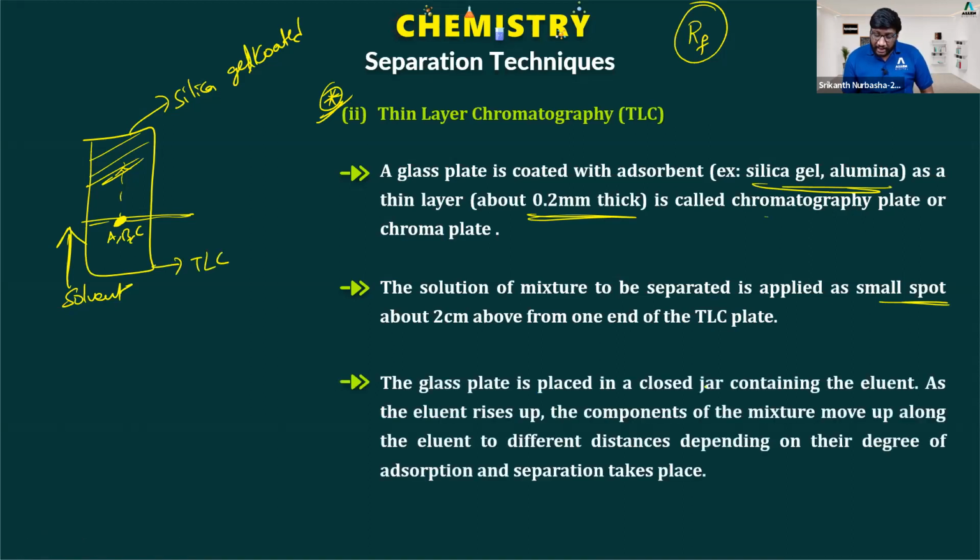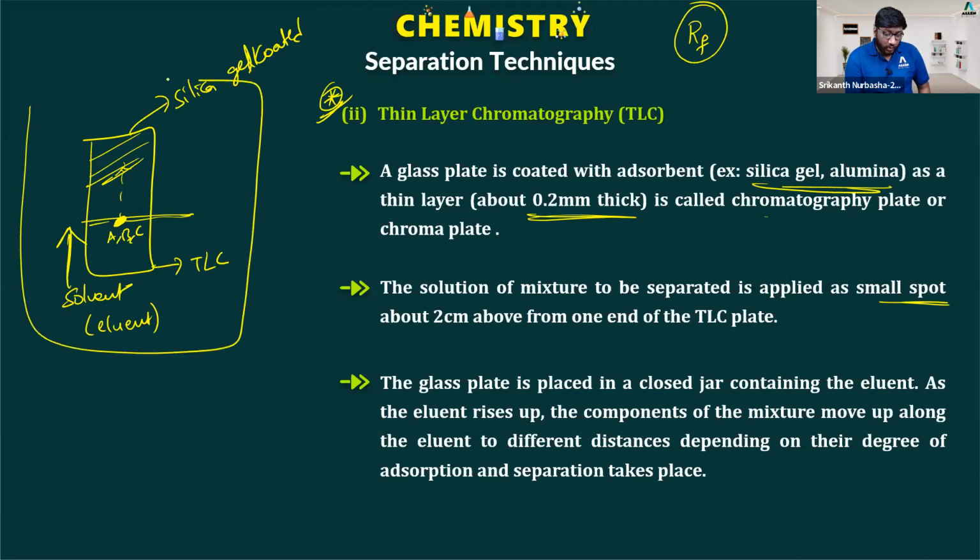The glass plate is placed in a closed jar containing the eluent. Eluent is solvent. This is all placed in a closed jar because I don't want any effect from the surroundings. As the eluent rises up, the components of the mixture also move along with the eluent to different distances depending on their degree of adsorption, because A, B and C are there in that mixture, right?